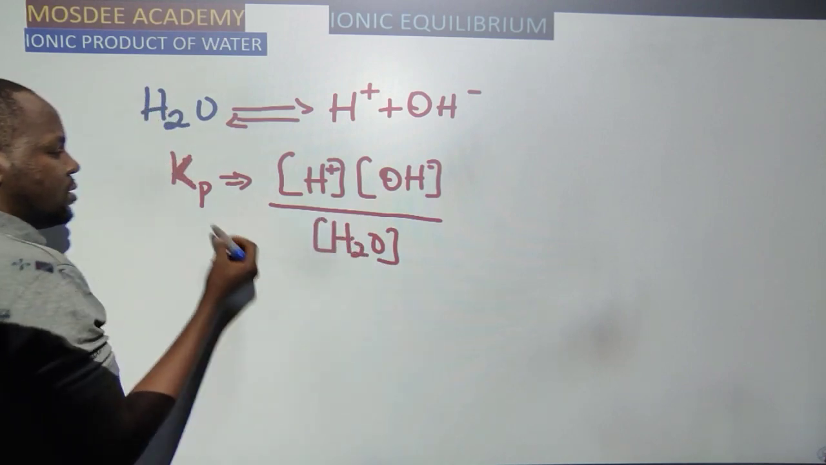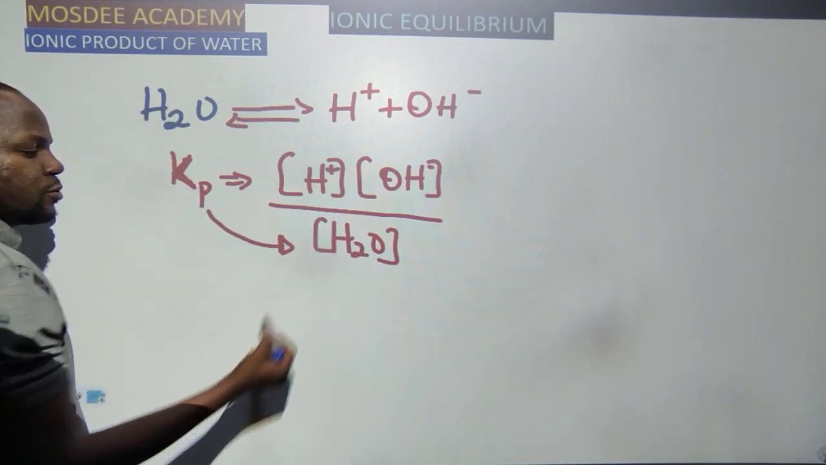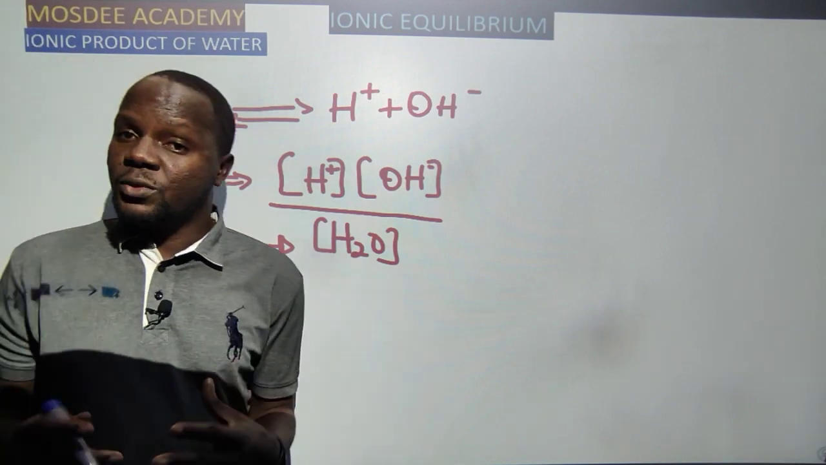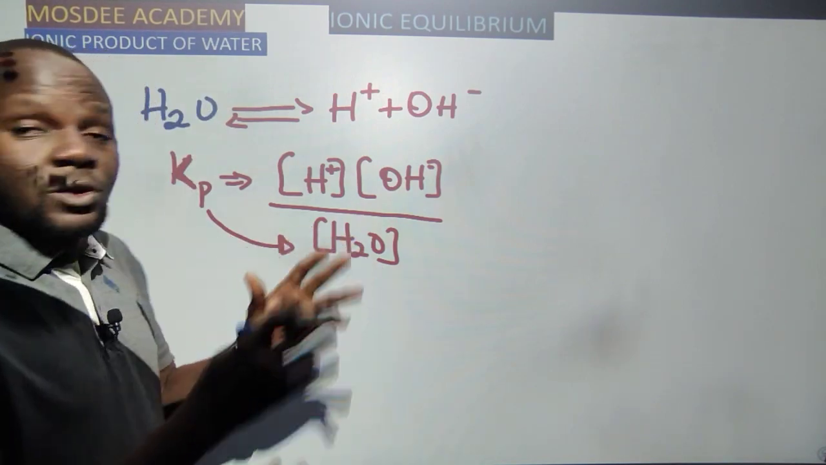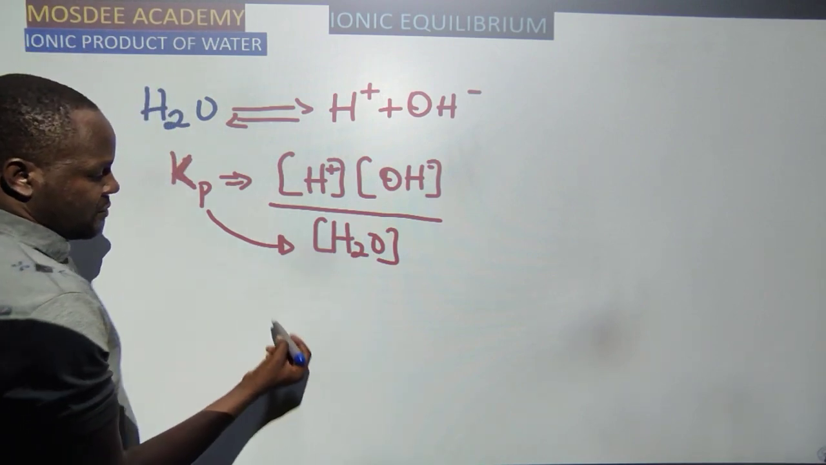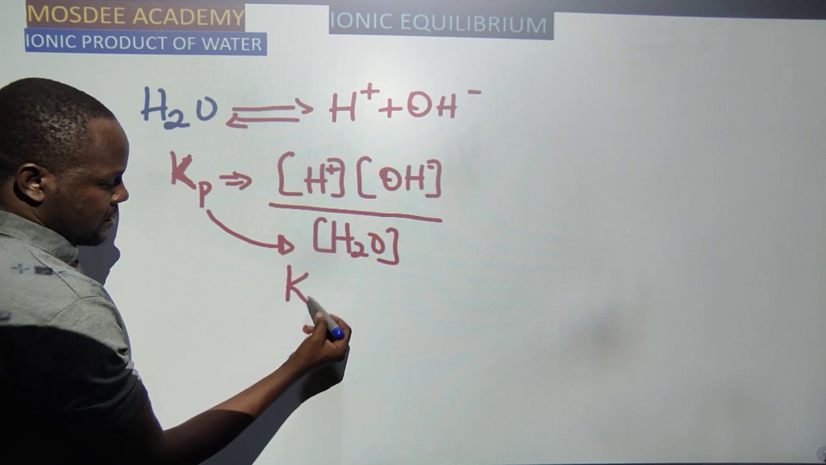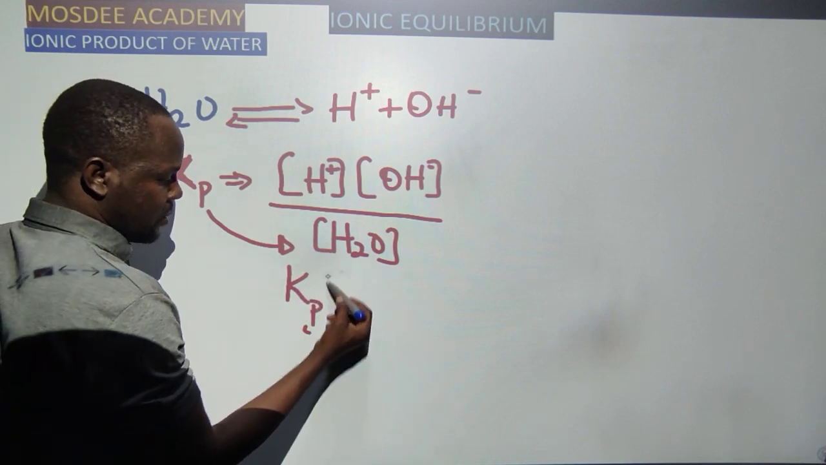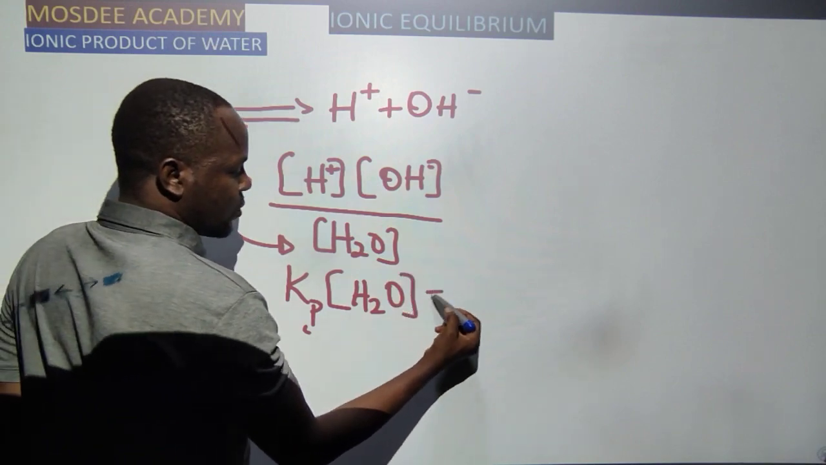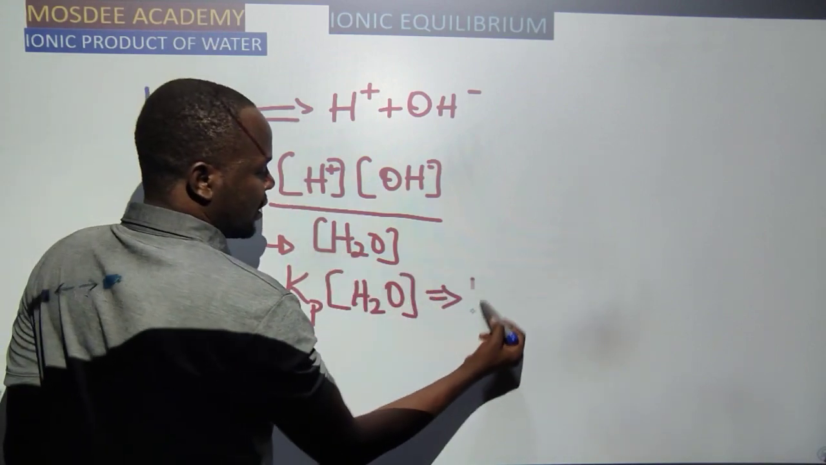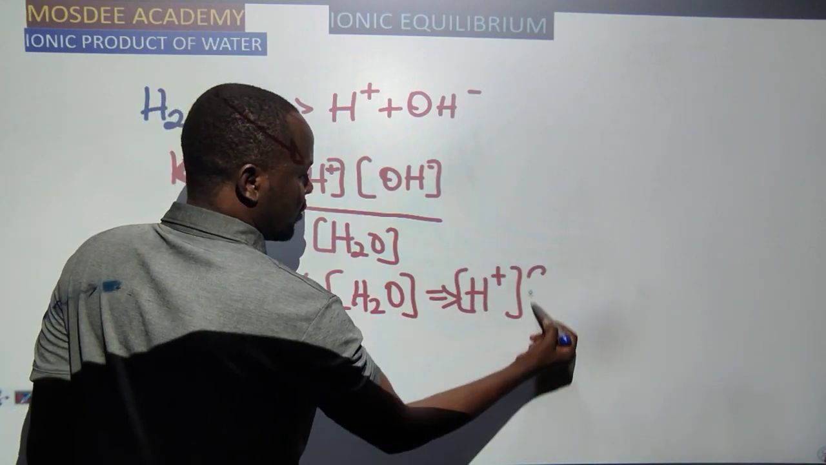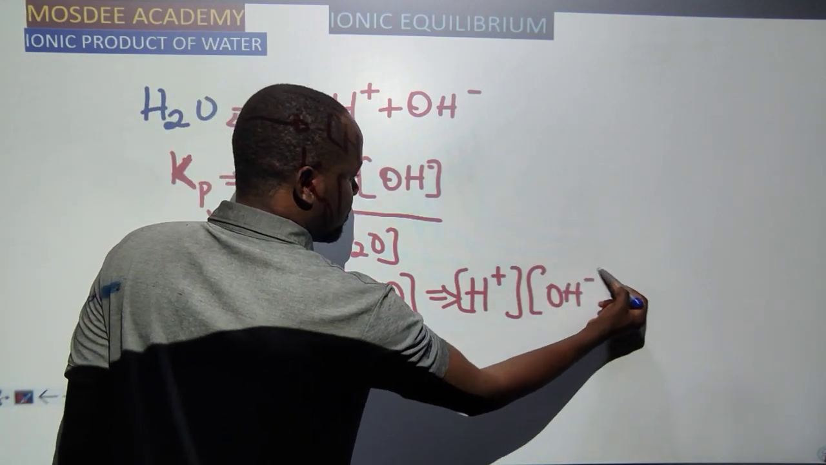Now from here, if we cross multiply, most times you see it as Kc or whatever. This is not an equilibrium constant. We are talking about the rate of dissociation. So if we cross multiply here, we can say this is giving us nothing but Kp, I'm using Kp, multiplied by the concentration of water, is equal to H plus and that of OH minus.